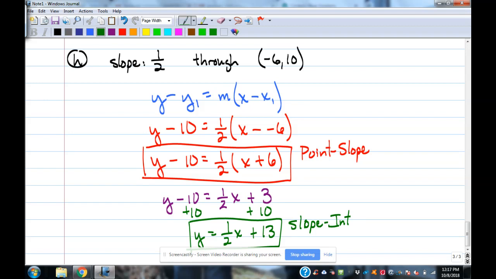What's the y-intercept of this problem? What's the ordered pair for it? 13 is the right number. What's the ordered pair for the y-intercept of 13? What's the x value? 0, 13. Okay. So the ordered pair is 0, 13 for that.